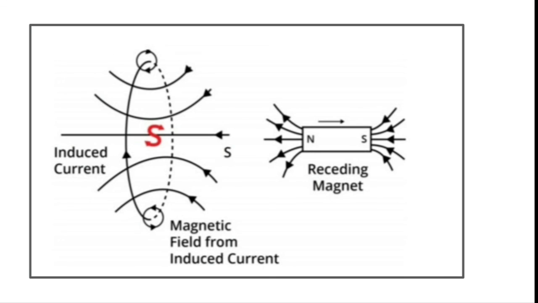This shows the north pole receding away from the wire loop. When the north pole is receding away, at that time south pole should be induced here on the side of the wire loop, which causes the current to flow in clockwise direction. So once again we conclude that Lenz's law is the law of conservation of energy, and it gives the direction of induced EMF.